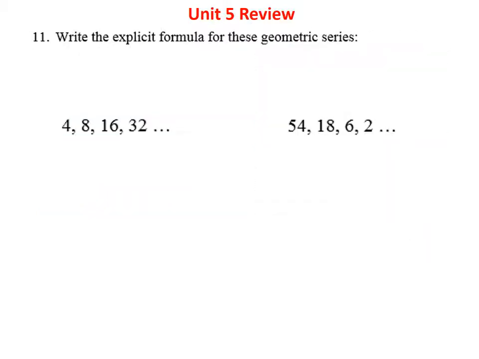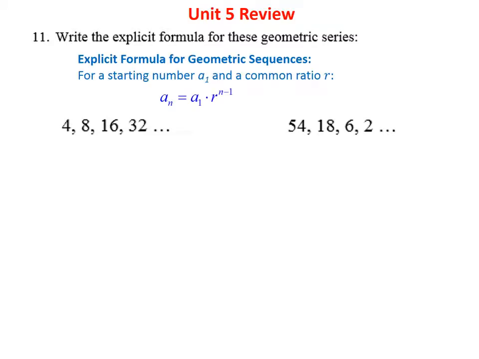Problem 11 asks us to write the explicit formula for two geometric sequences. The explicit formula states that the nth term is equal to the first term, and that a subscript 1 means the first term, just like a subscript n means the nth term, times the common ratio to the power of n minus 1.